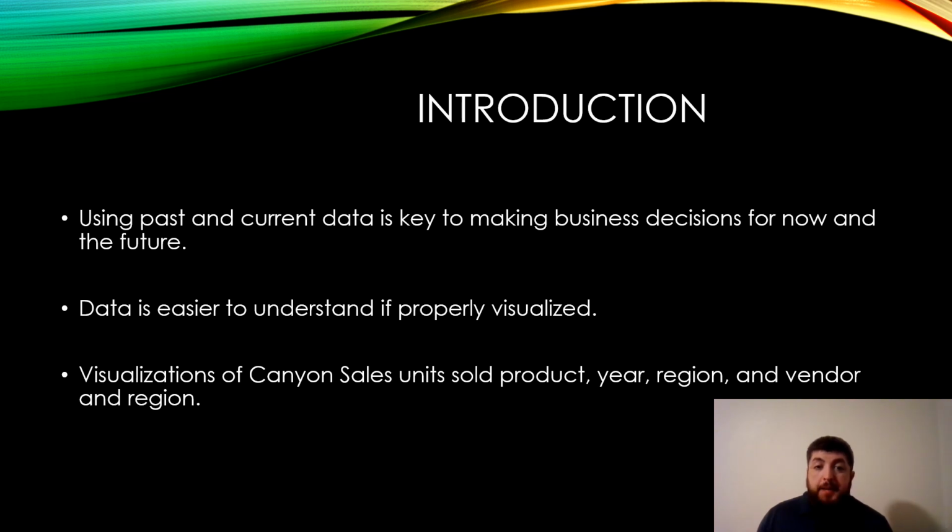We can use data from the past and from the present to make business decisions for now and for the future. We can see past trends that can help us when we see similar trends today. Data is easier to understand if properly visualized. We'll be able to see it much clearer, major differences that might not look like major differences when it's just numbers. And we'll see visualizations of Canyon sale units sold by product, by year, by region, and by vendor and region.